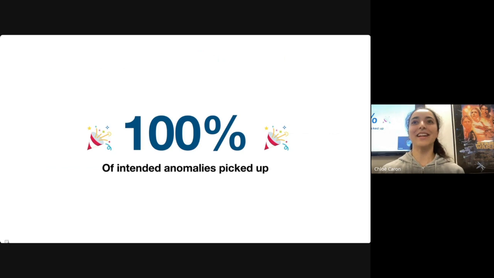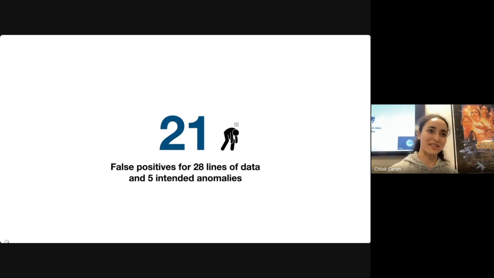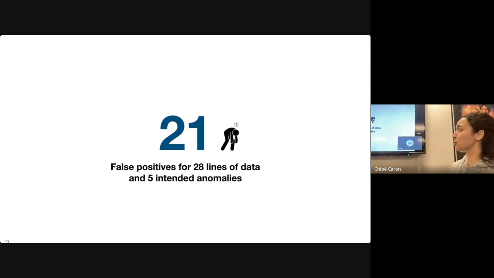Okay, great. It is actually really good. It detected 100% of intended anomalies. But it's got a different problem. It finds all the anomalies, but it gives you a whole bunch of false positives. So you actually get, out of 28 lines of data and 5 intended anomalies, 21 false positives.